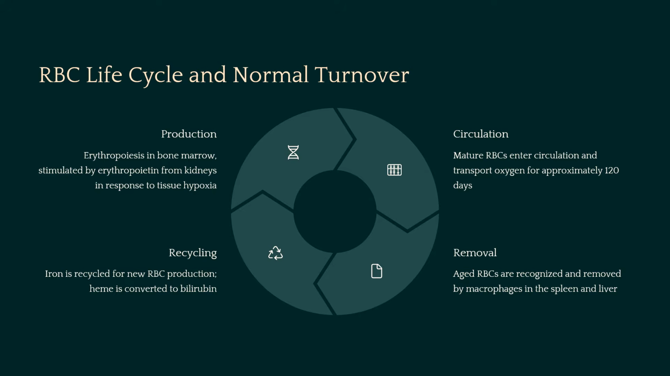And the fourth part is recycling. Recycling means iron is recycled for new RBC production because it cannot be wasted. We receive iron only from the dietary source, and heme is converted to bilirubin. So the recycling part is two: number 1, iron is recycled for new RBC production, and heme is converted to bilirubin. So these 4 parts are the normal life cycle and normal turnover of a mature RBC: production, circulation, removal, and recycling.